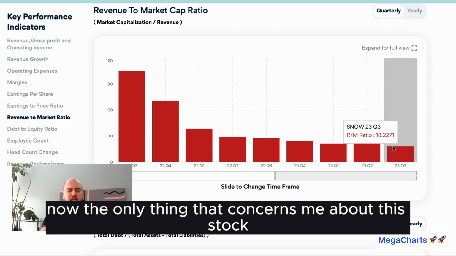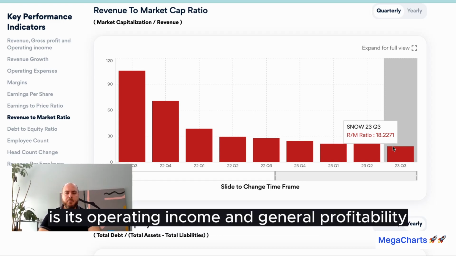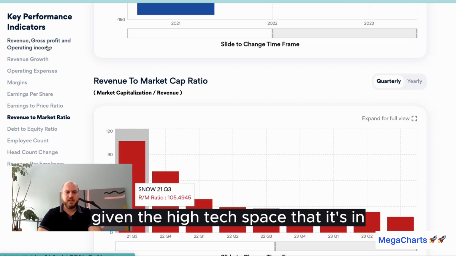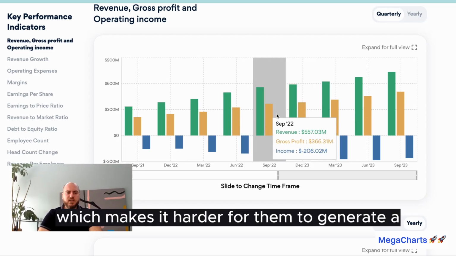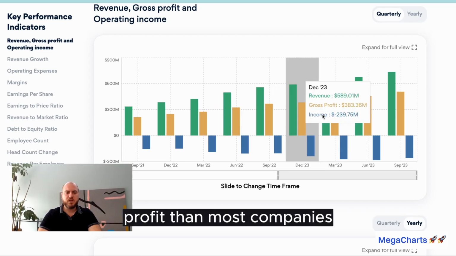Now, the only thing that concerns me about this stock is its operating income and general profitability. Given the high-tech space that it's in, Snowflake has to spend more money on R&D, which makes it harder for them to generate a profit than most companies.